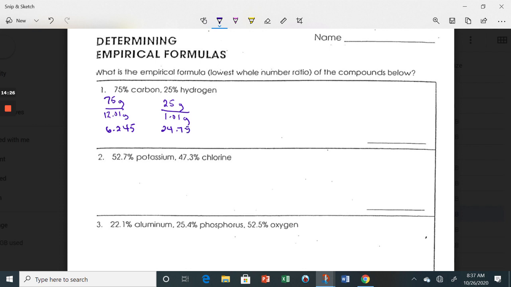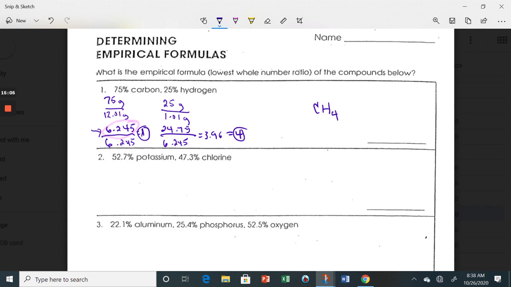I look at these numbers here and I find out which one's the smallest. So this is the smallest. So I divide both of those by the smallest number. Well, of course, this one's going to equal 1. And this one equals 3.96, which we're going to call 4. Right, so my subscript for carbon is 1, my subscript for hydrogen is 4. I don't have to write the 1. So my empirical formula is CH4.